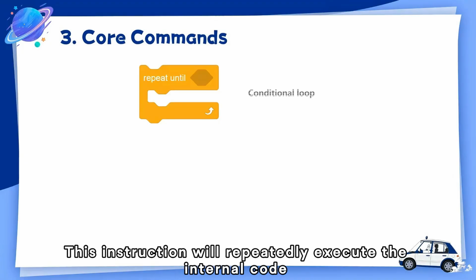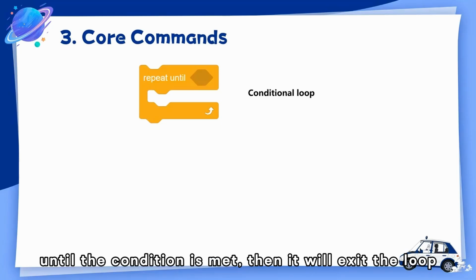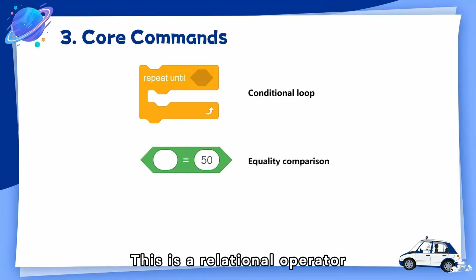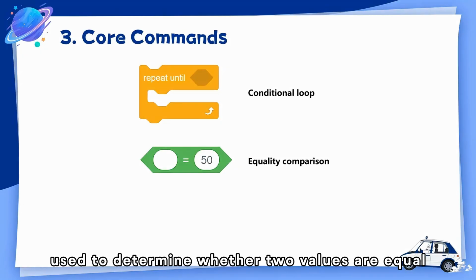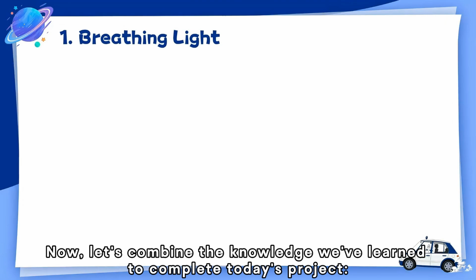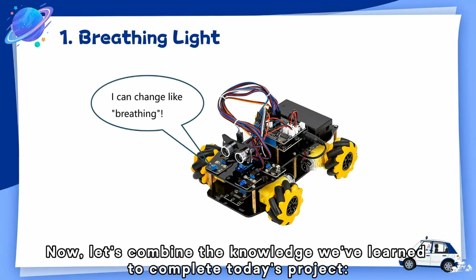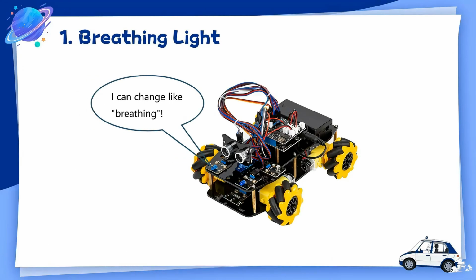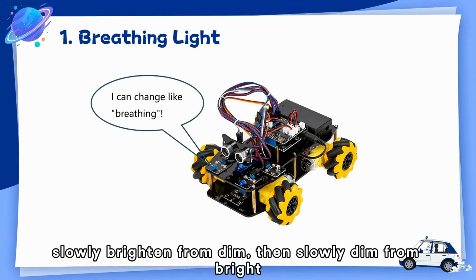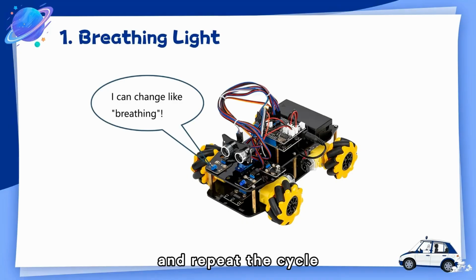This instruction will repeatedly execute the internal code until the condition is met. Then, it will exit the loop. This is a relational operator, used to determine whether two values are equal. Part 4. Smart Car Laboratory. Now, let's combine the knowledge we've learned to complete today's project. Make the LED breathe like a breath, slowly brighten from dim, then slowly dim from bright, and repeat the cycle.